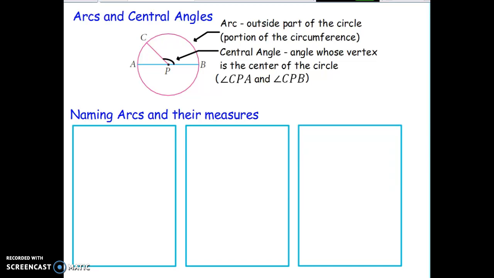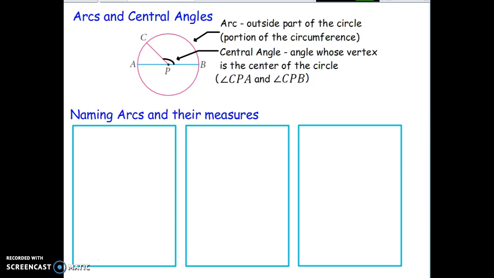So the first thing that we need to do is we need to define what is an arc. So an arc is just an outside portion of the circle. It's just a portion of the circumference. So an arc can look like any length. This would be an arc right here. This would be an arc right here. This would be an arc right here. So it's any outside portion of the circle, and it's just a portion of the circumference.